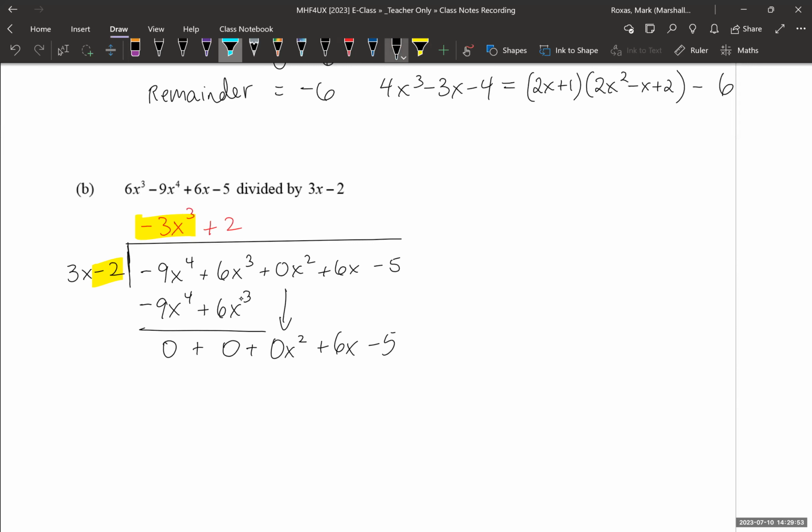So 2 times 3x is 6x. 2 times minus 2 is minus 4. And so if we subtract 6x, take away 6x is 0. Minus 5, take away negative 4 is negative 5 plus 4, which is negative 1. So my remainder is minus 1. Okay, and then again, write this in quotient form.